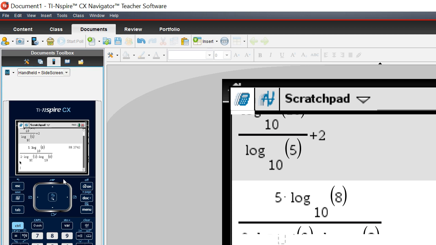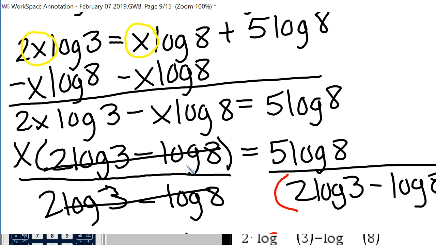So to the nearest thousandth, what would our answer be? 88.274. And again, I'm using the wavy equal sign because it's an approximation. It's no longer exact.